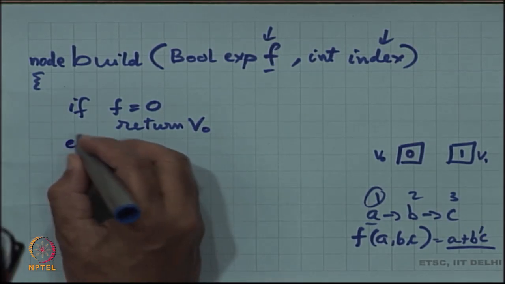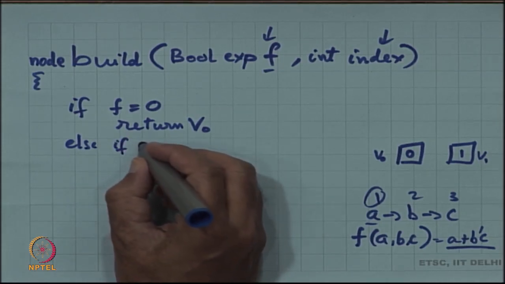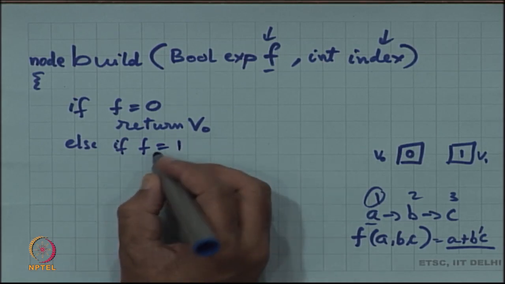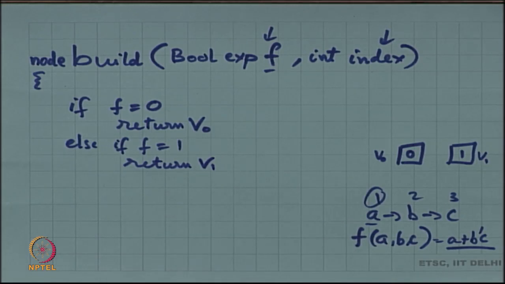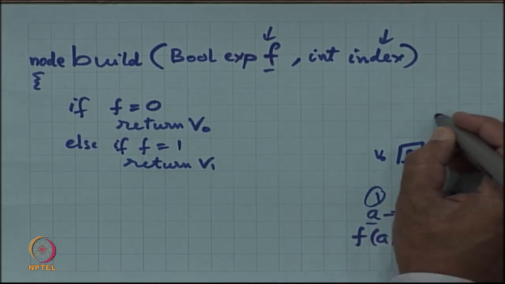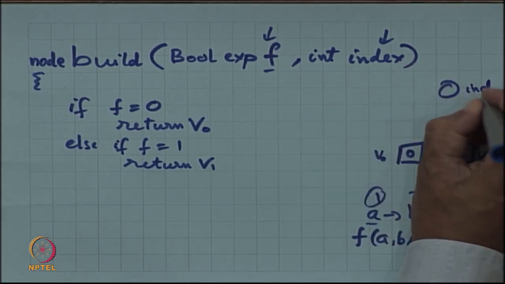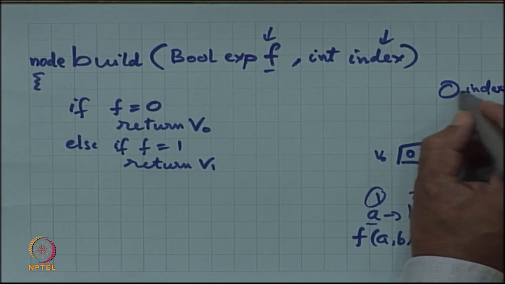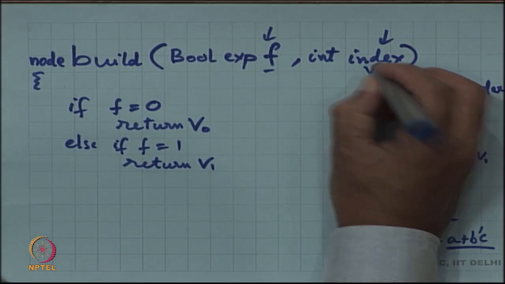Okay. Else I say if f equals 1, then I should return V 1. If it is neither 0 nor 1, what do we do? Then it means that it is an intermediate node somewhere. We need to create it with the literal that we are on. So, the index is what is already given to us, that is the variable. Okay. So, let us say that corresponds to variable v.